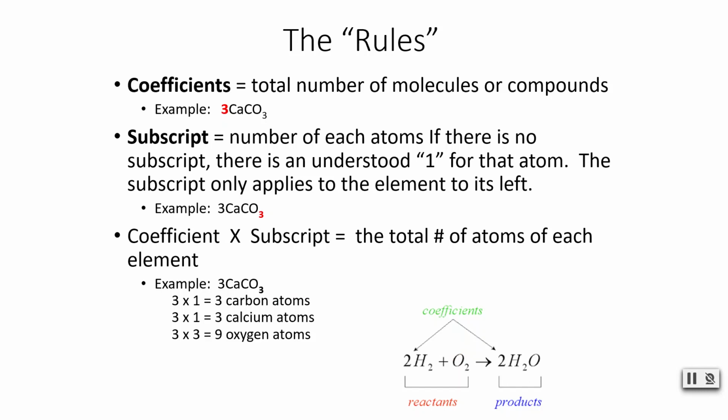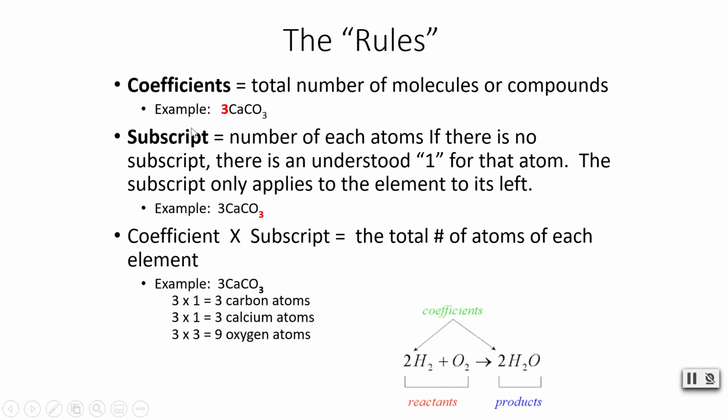Now you may have noticed that there were several numbers in the formula that we just worked with. Okay, we had some bigger numbers and some smaller numbers. The bigger numbers, we call these coefficients. This tells us the total number of molecules or compounds in our chemical formula. So for example, okay, this tells us that we have 3 of these molecules. Okay, in our previous example, we had 2 hydrogen molecules. If there is no number, it's understood to be 1, so this would be an imaginary 1 oxygen molecule, and again 2 water molecules. And then we have the tiny numbers.